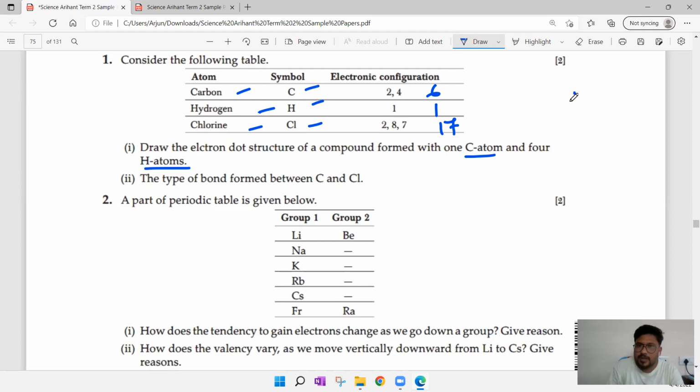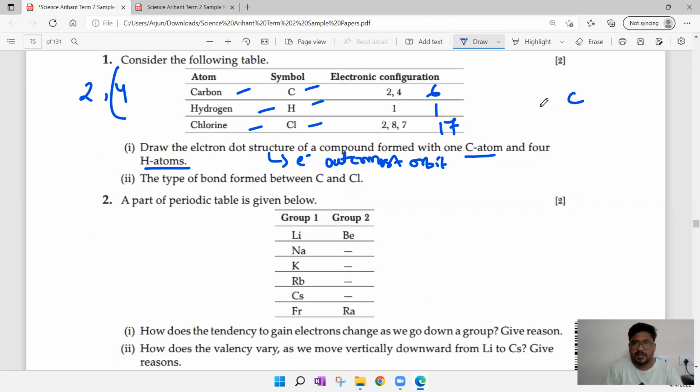So if you observe carbon, and if you want to draw electron dot structure, try to understand. To draw this electron dot structure, we have to take only electrons which are in outermost orbit. If you observe carbon, it is 2, 4. So outermost orbit is 4. So we have to draw 4 electrons.